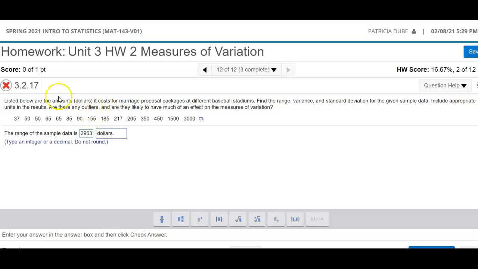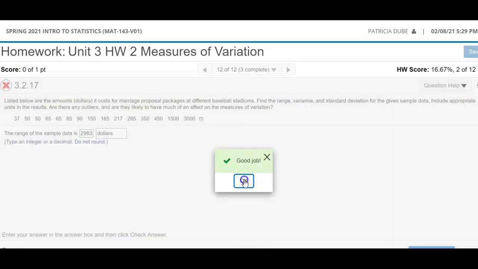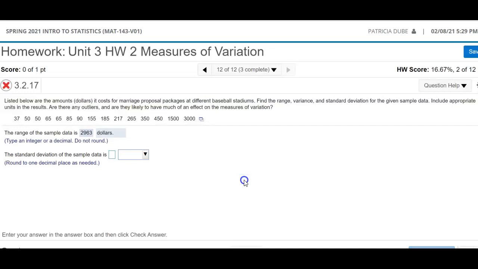Teaching reading is not my thing, but you get better at this with practice. Listed below are the amounts. Parentheses in dollars means they're in dollars. So it says type an integer, do not round. I click check answer, which you probably can't see, and I get that.